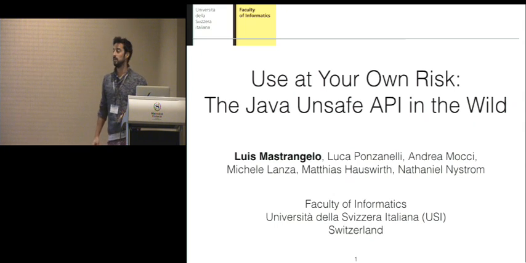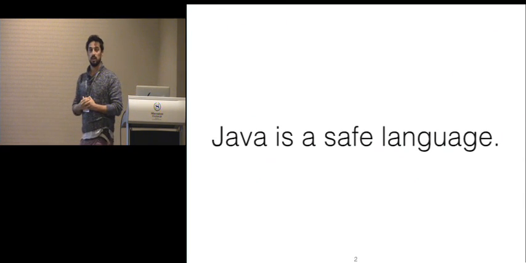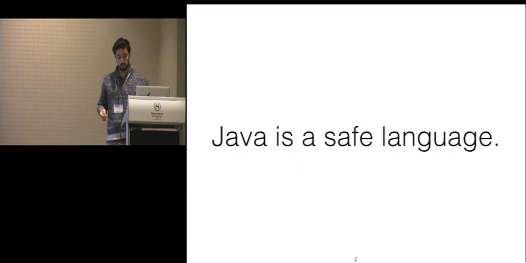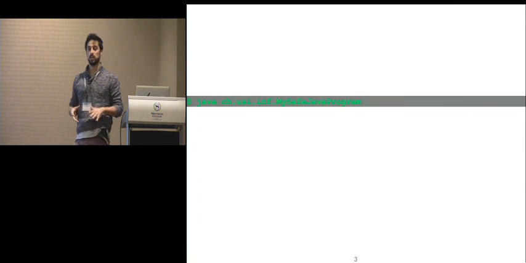Okay, hello everyone. I'm here to present this article, Use at Your Own Risk: the Java Unsafe API in the Wild. We think that Java is a safe language. It has type safety and memory safety. So in theory, if I have a small Java application, the usual way to report an error is through exceptions. I should never get a crash from the JVM.